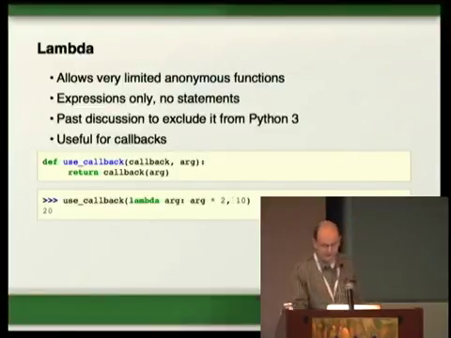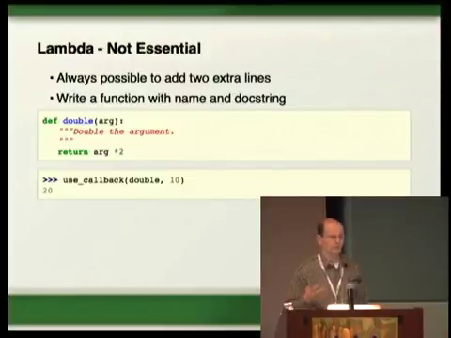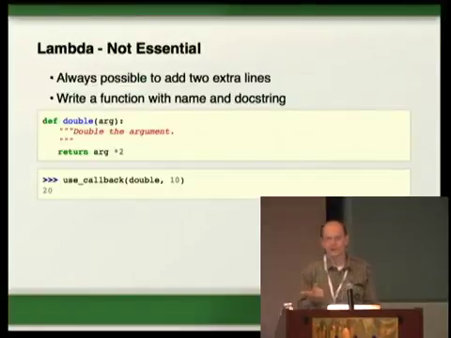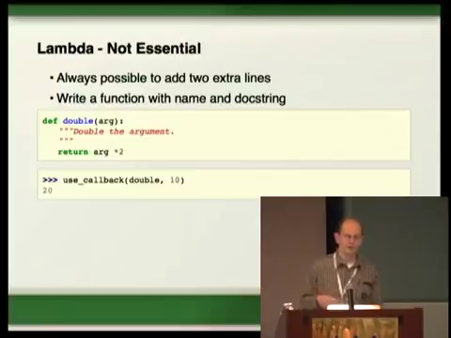But they are not really necessary. They're not essential. You can always write a normal function, which has the advantage that you give the function a name, which solves documentation, and you can actually put a doc string in. So lambdas are not really necessary. Just to have to write a few more lines, you get there also.